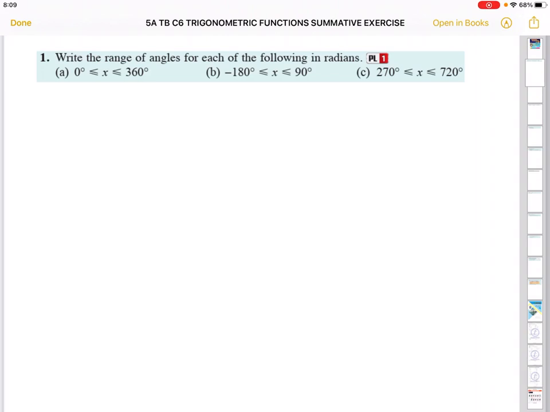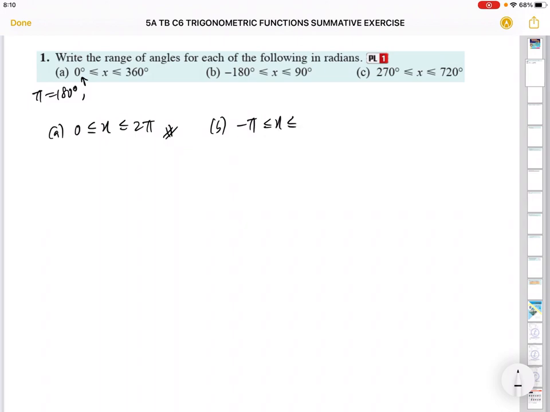But you already have some background in your first chapter, chapter 1, circular measure. Yeah, we know that pi is 180 degrees. So in this case, 0 degree is still 0 radian, but 360 will be 2 pi radian. So answer for A will be x between 0 and 2 pi. Okay, pretty straightforward. Now, how about negative 180 for B? We know 180 is pi, negative 180 will be negative pi.